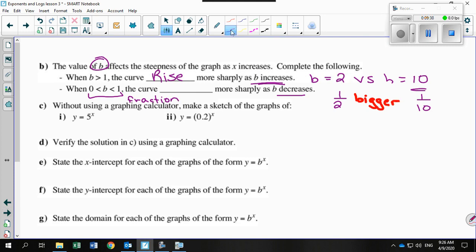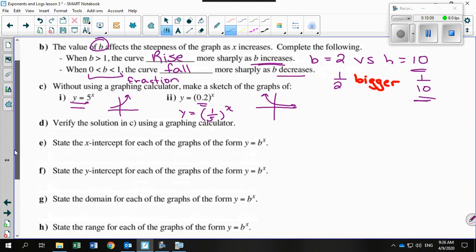Right, so this is decreasing. It's going to fall more rapidly or more sharply than if we had 1/2. So if we have something, without using a calculator, make a sketch of what these graphs look like. Well, my base is greater than 1, so it's going to be a growth. And there it is. 0.2, I mean, that's the same thing as (1/5) to the power of x, so we know it's going to be a decay. And that's all you need to know really about that base.